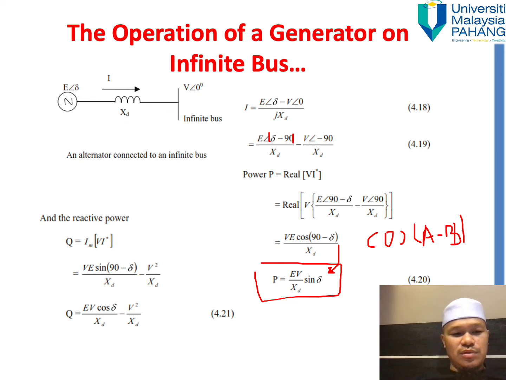Similar for the Q, where we use the sine function. This one cannot be cancelled, because sine 90 degrees is 1, right? So again, you need to enforce this, sin A cos B minus cos A sin B. I think you need to refer to your notes. Please, in your examination, your result must be elaborated more. It's not just a simplification like this derivation. You need to expand it. So at the end of the day, you get Q equals EV cos theta divided by XD minus V squared divided by XD.